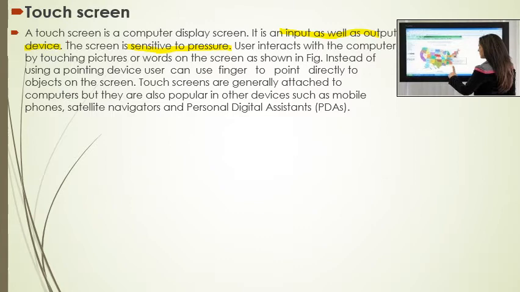The user interacts with the computer by touching pictures or words on a screen, as shown in the figure. Instead of using a pointing device, the user can use a finger to point directly to the object on a screen. Right now, most of you know about the touch screen because all of you are using a smartphone. The screen which we have in a smartphone is a touch screen. Laptops are also coming with touch screens.